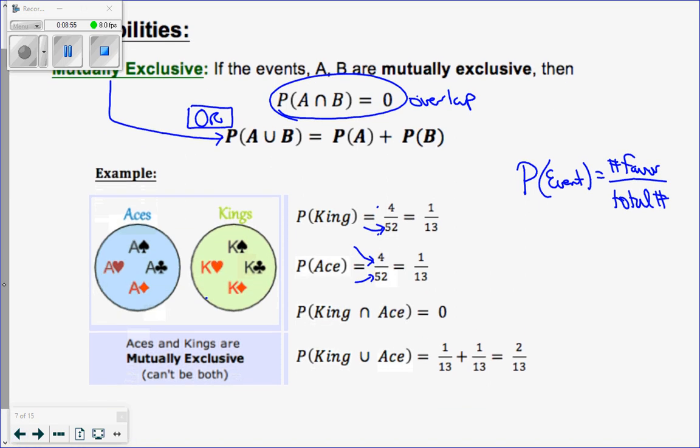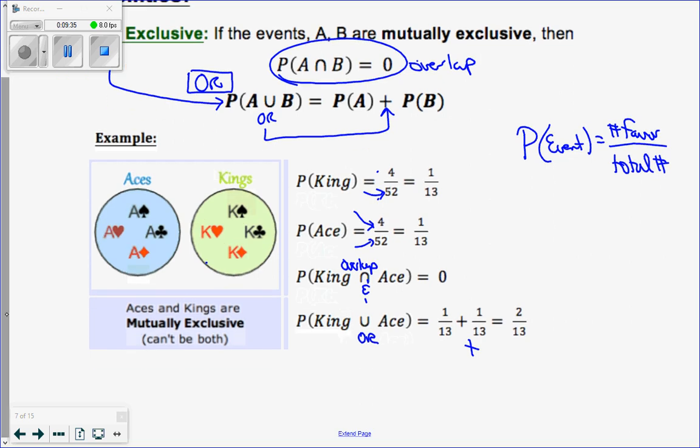Okay, so the probability of getting a king and an ace, because remember that symbol means and means overlap. So is there any overlap? No. King or ace, or means add. So we're going to take the probability of A plus the probability of B. So what's the probability of getting a king or an ace when you pull a card out of a deck randomly? 2 out of 13. Okay. The odds are still not in your favor, but okay.